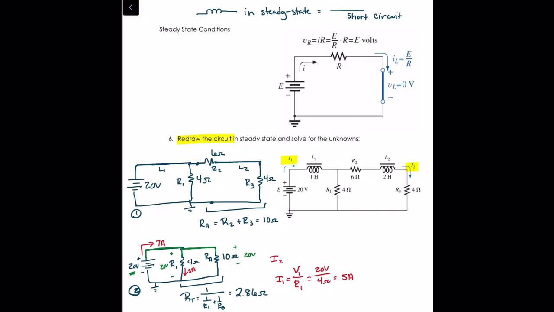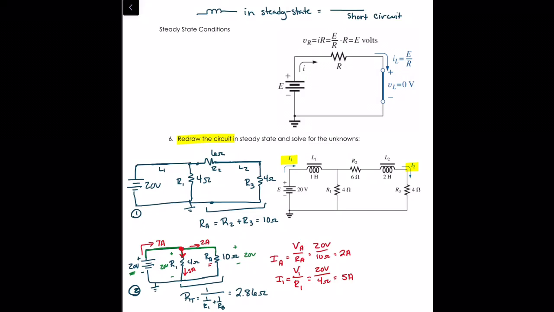Then let's look for our current I2, or no, I'm sorry, IA, because we called that resistor RA. So that's going to be the voltage drop across A divided by RA, where that voltage drop is 20 volts and RA is 10 ohms. So we have 2 amps there. So 2 amps this way. And if you remember your Kirchhoff's current law, we have 7 amps coming into this node, 5 amps going this way, and 2 amps going the other way, and that makes sense.